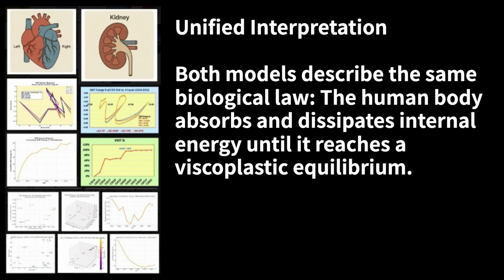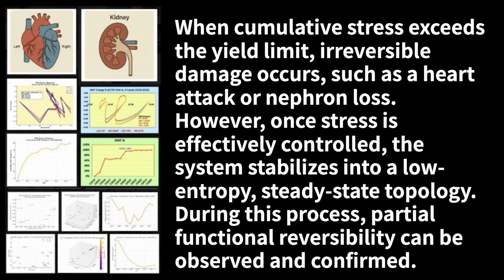Unified interpretation. Both models describe the same biological law. The human body absorbs and dissipates internal energy until it reaches a viscoplastic equilibrium. When cumulative stress exceeds the yield limit, irreversible damage occurs, such as a heart attack or nephron loss. However, once stress is effectively controlled, the system stabilizes into a low-entropy, steady-state topology. During this process, partial functional reversibility can be observed and confirmed.